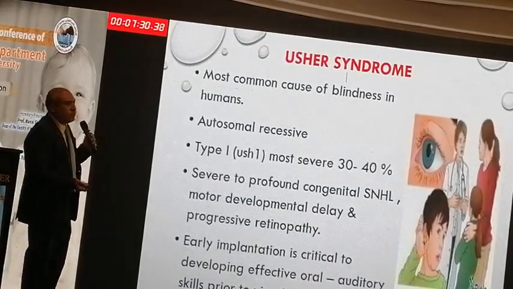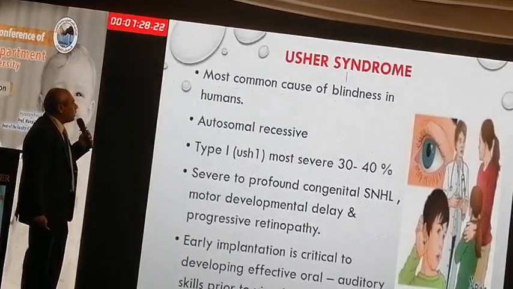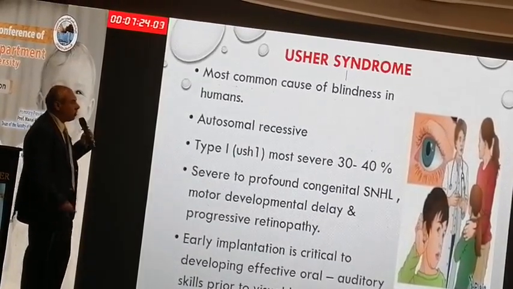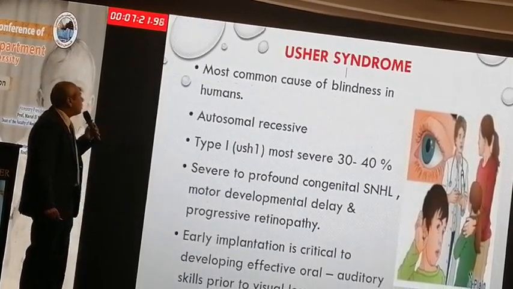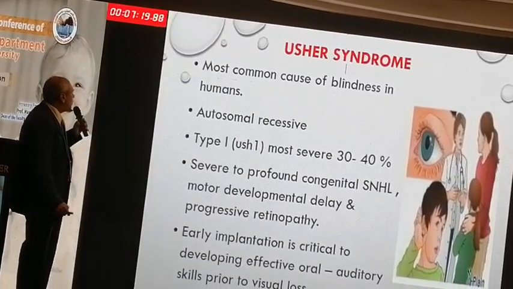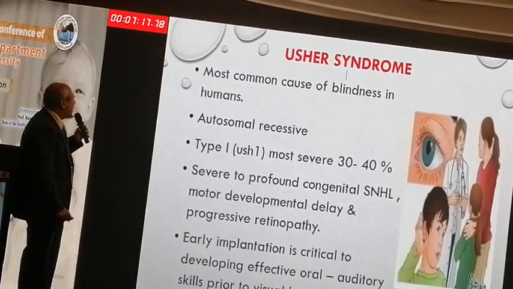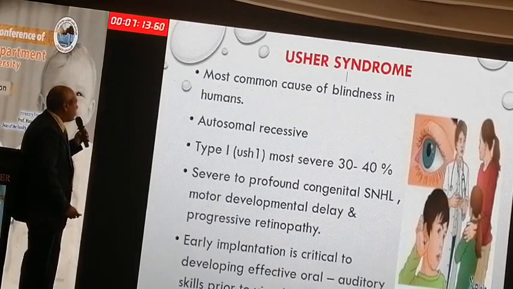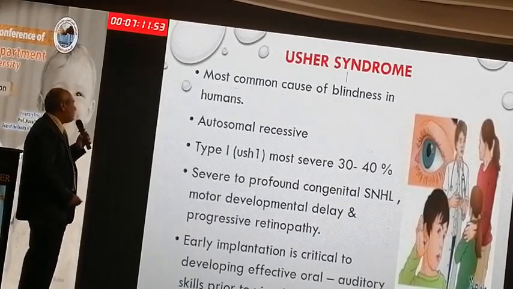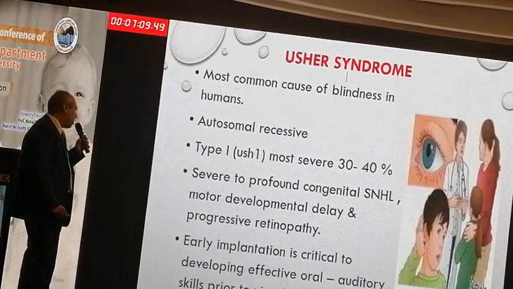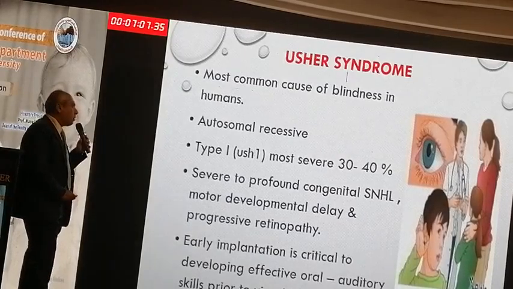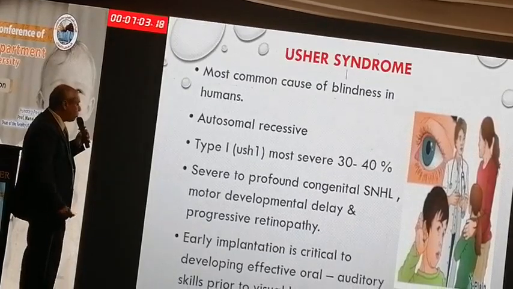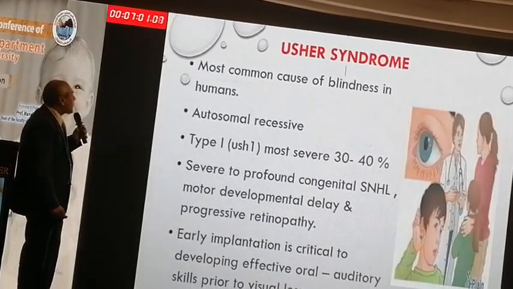Dr. Hani has stated in detail most of the syndromes that can cause sensory hearing loss, so I don't have a lot to say, but anyway, we have Usher syndrome. It's the most common cause of deaf-blindness in humans. It's autosomal recessive. Type 1 is the most severe, constituting 30–40%. It causes severe to profound congenital sensory hearing loss, motor developmental delay, and progressive retinopathy. Early implantation in these patients is crucial for developing effective oral and auditory skills prior to visual loss.